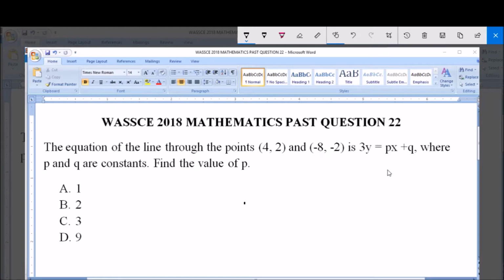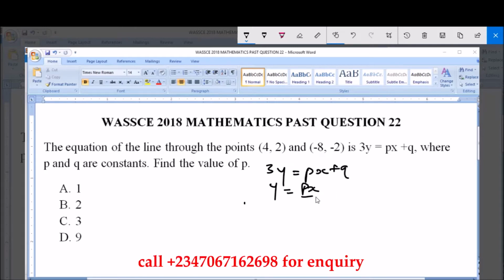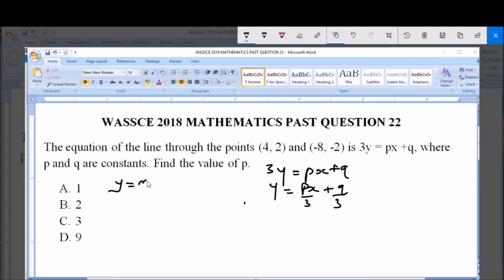So we're given the equation of this line to be 3y = px + q. Therefore, y = px/3 + q/3. Now, this is the equation of this line. Remember, the equation of a line is given as y = mx + c. Now, this m here represents the gradient. That means on this equation of the line given to us now, m = p/3. Now, this c here represents the intercept, and that is what the intercept here, c = q/3.